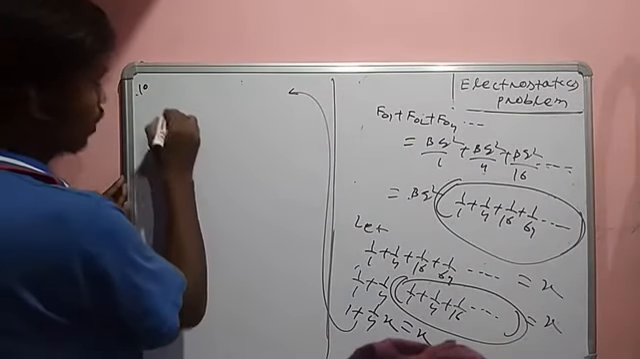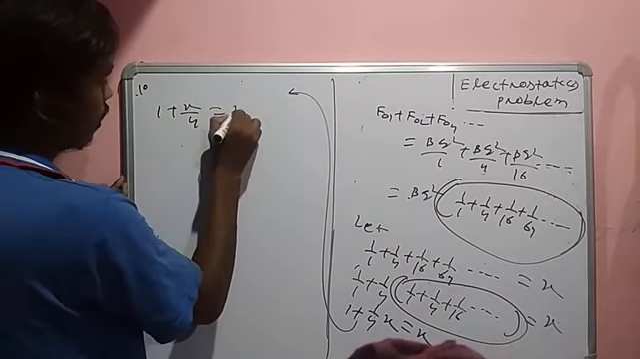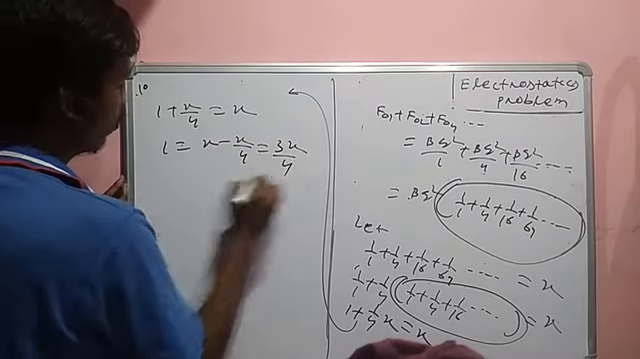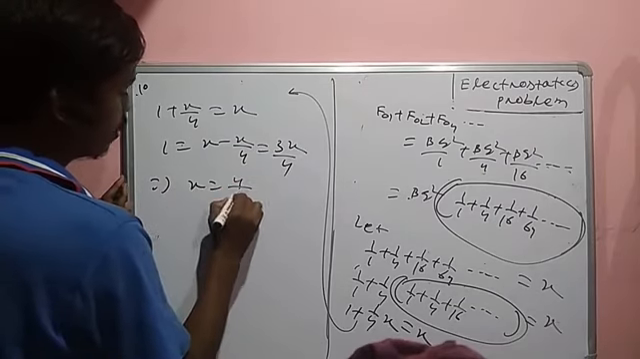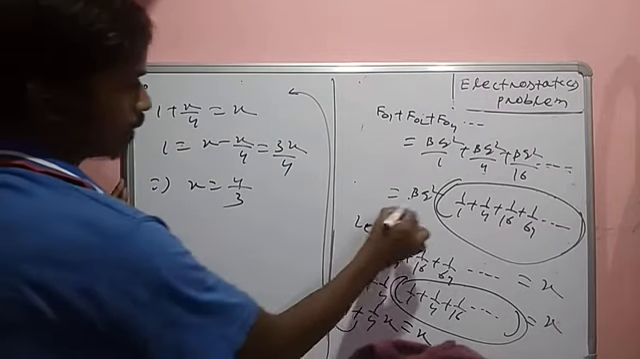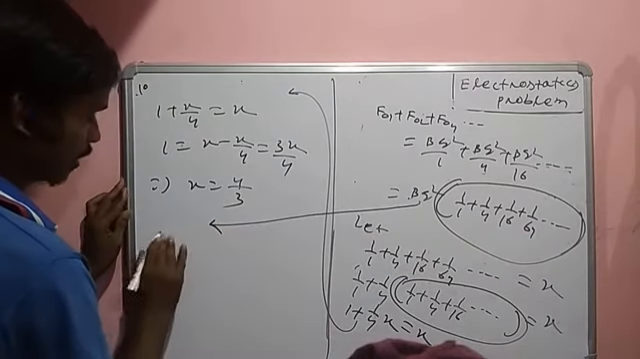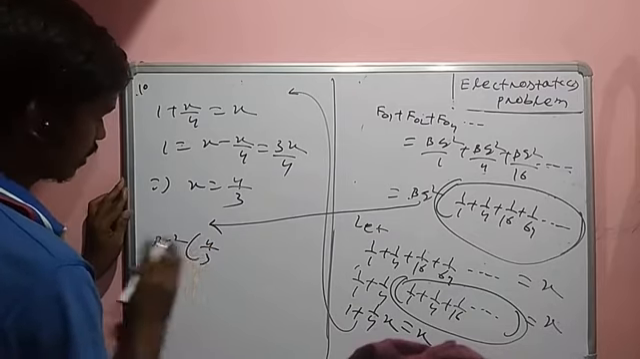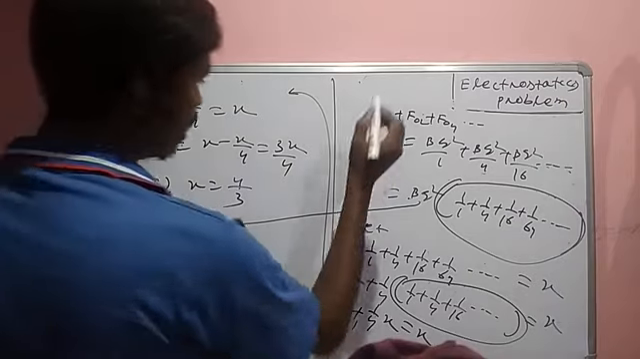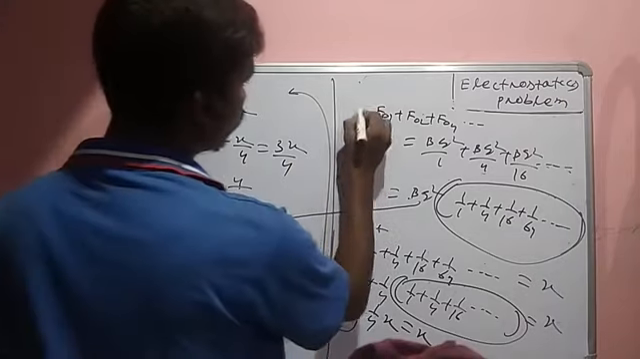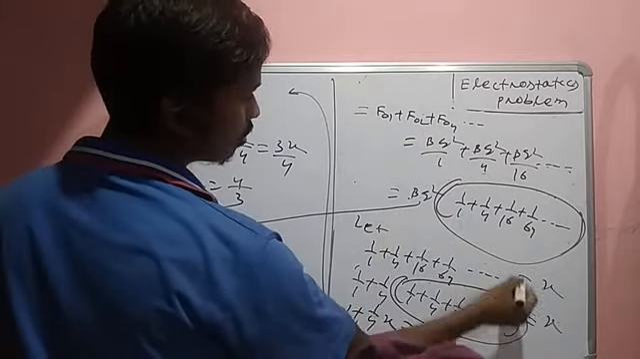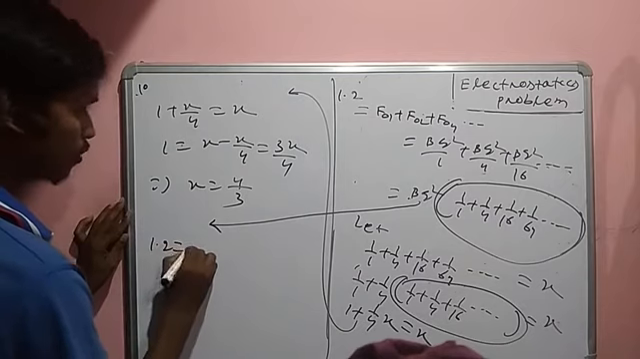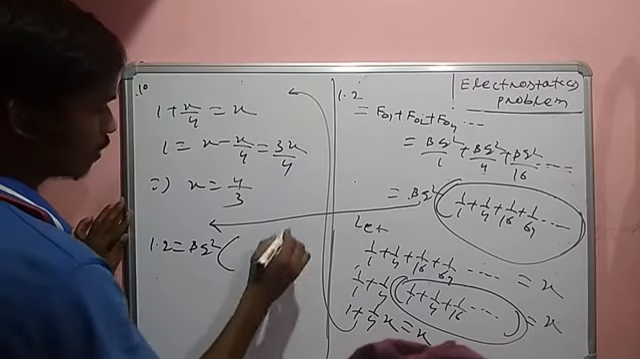So finally, 1 plus x by 4 is equal to x, so 1 is equal to x minus x by 4, which is 3x by 4. This implies that x is equal to 4 by 3. So finally, this expression is known as beta Q square into 4 by 3. That means we have to find out F02, and this value is 1.2. So 1.2 is equal to beta Q square.